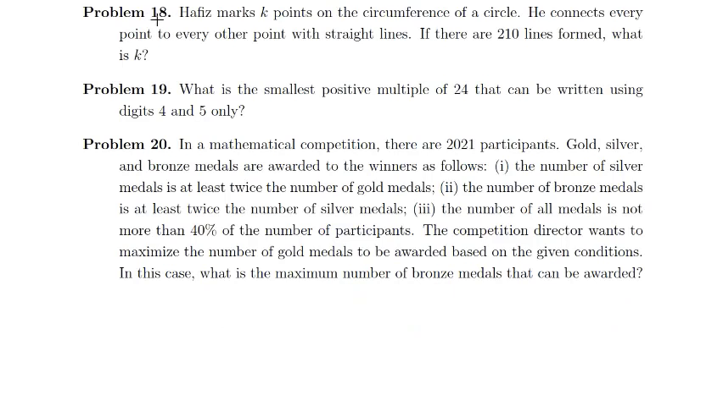Okay, problem number 18, part D of primary, which is problem number 8, part B of junior. Hafiz marks K points on the circumference of a circle. He connects every point to every other point with straight lines. If there are 210 lines formed, what is K?